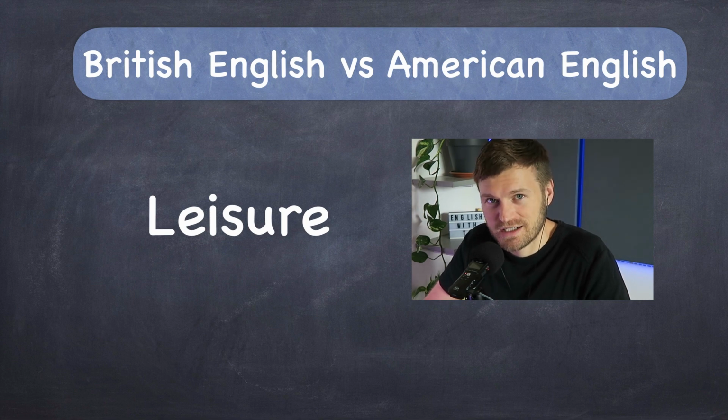In British English, some people would pronounce this leisure. The E sound at the beginning is like an eh sound, leisure. And in American English, some people will pronounce this leisure. So the E at the beginning is pronounced like an E sound, leisure. Not everyone in America, okay, not everyone does this, but some people do pronounce this leisure. Leisure and leisure.